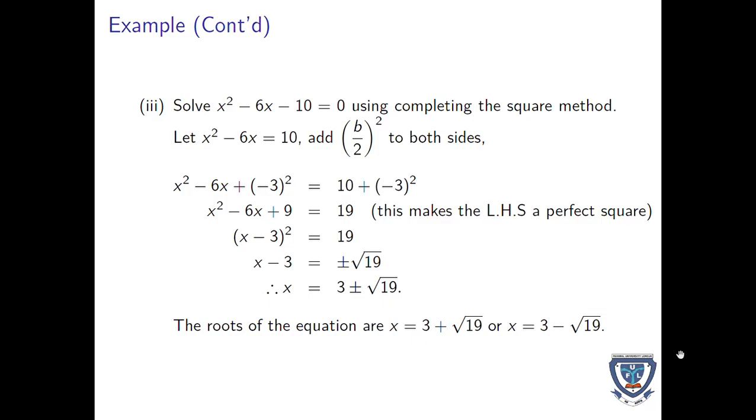Now, the left hand side will now become a perfect square because it's x squared minus 6x plus 9. That is the idea behind using the completing the square method. And when you factorize it, you're going to have x minus 3 all squared equal to 19. So therefore, x minus 3 will be equal to plus or minus square root of 19. Therefore, x is equal to 3 plus or minus square root of 19. The roots of the equation are x equal to 3 plus square root of 19, or x equal to 3 minus square root of 19.